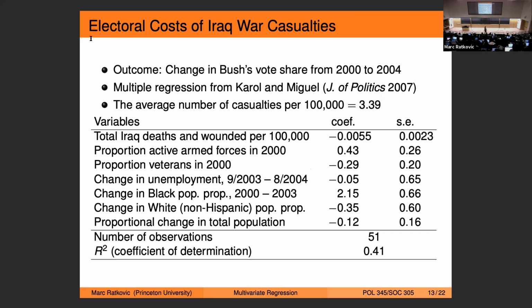The next one we're going to take a look at is from the Journal of Politics in 2007. The outcome is the change in George W. Bush's vote share in a state from 2000 to 2004. And what the author wanted to know is, was there a statistically significant relationship between number of fatalities in Iraq from a given state and support for the president?